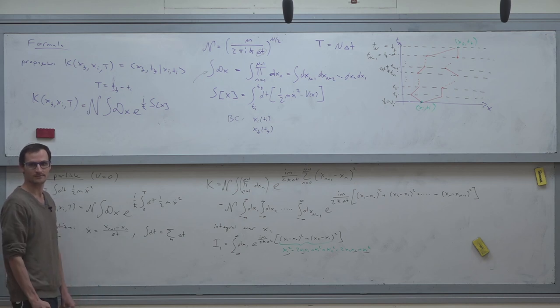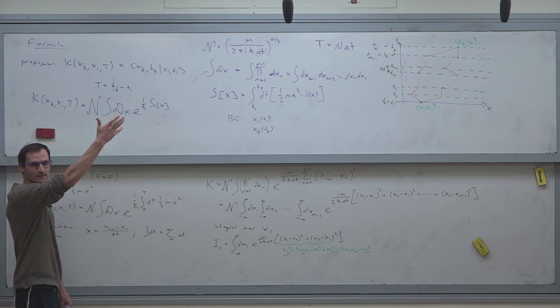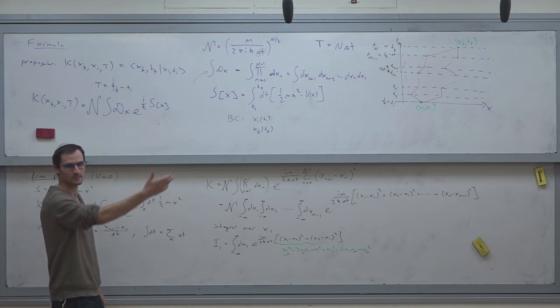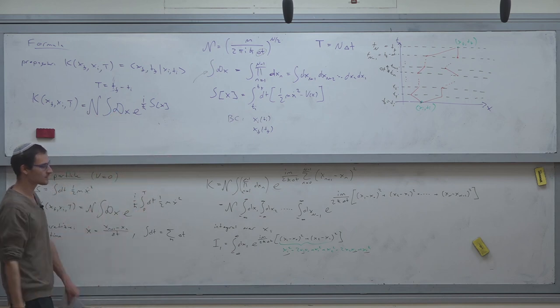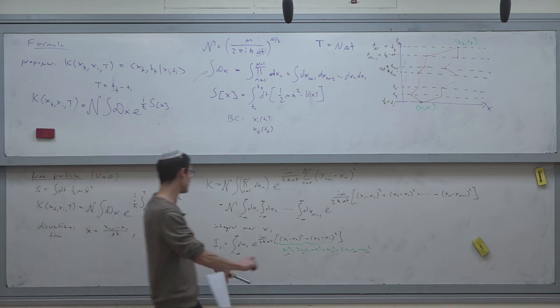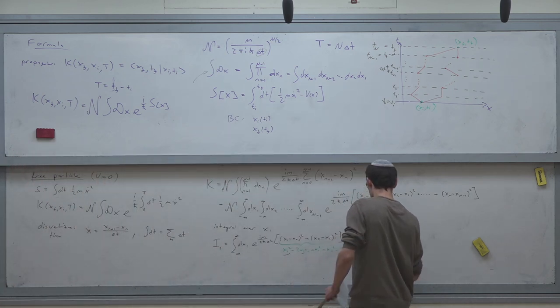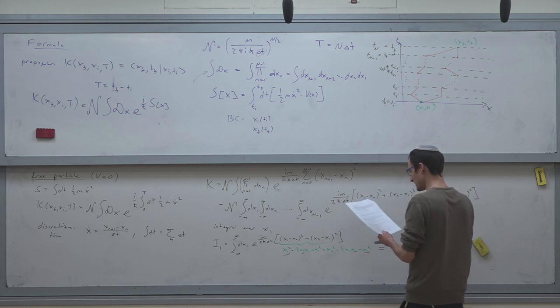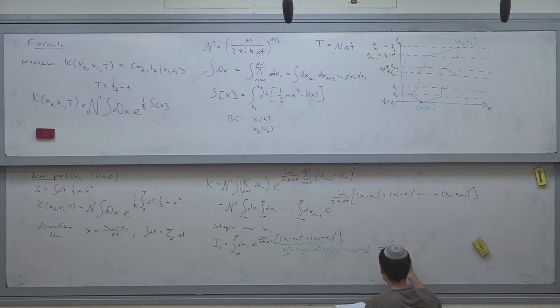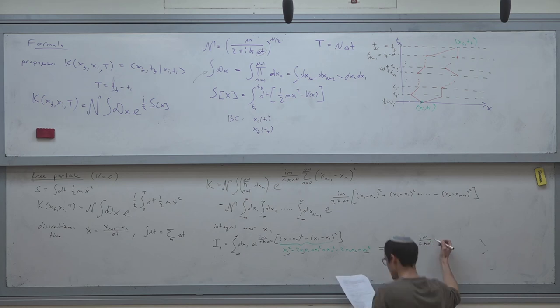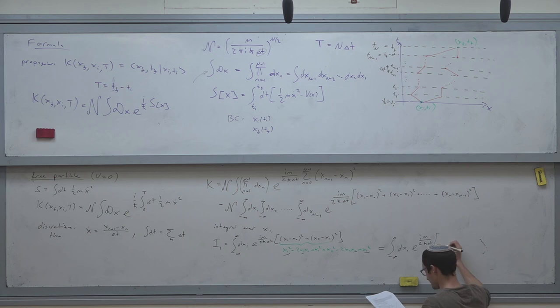The Gaussian integral. Right, it's e to the power something times x squared, and then there's also a linear term. But we know how to do Gaussian integration. We have to complete the square, which I'll do for you. And then we'll be able to integrate the simple Gaussian integral. So it's the integral over dx1, e to the i m over 2 h bar delta t. I'm now completing the square.